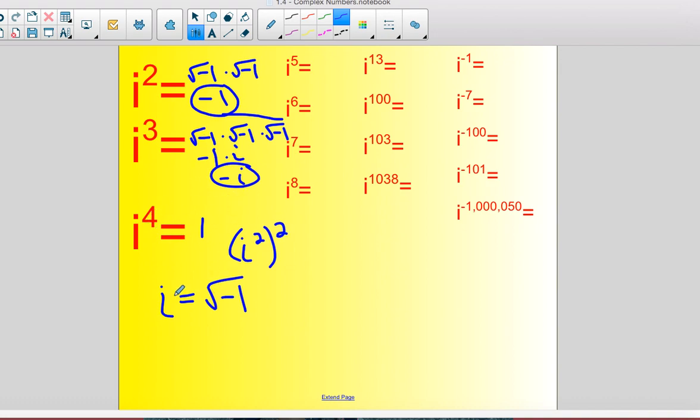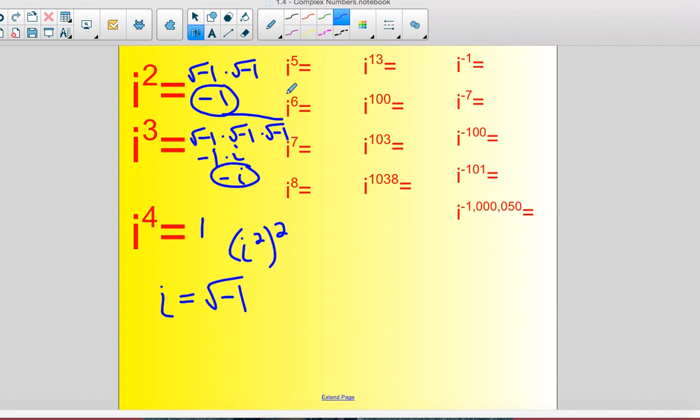And those 4 answers, either i, -1, -i, or 1, those are going to be the answers for all of these problems, because the further and further you keep multiplying by an extra square root of -1, you're going to end up having these exact same answers all over again, right?